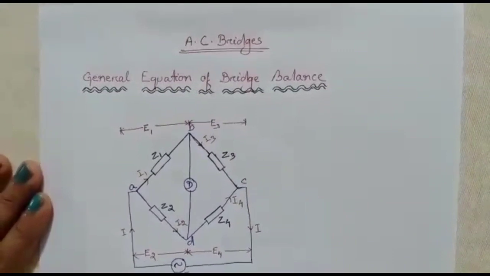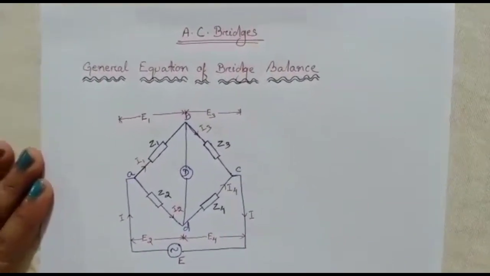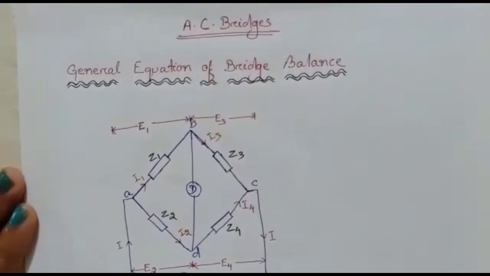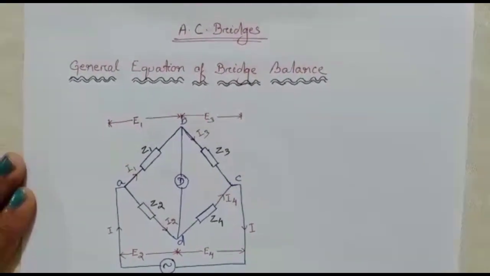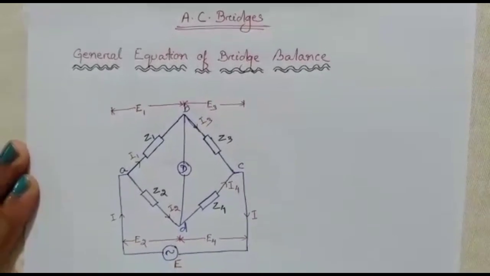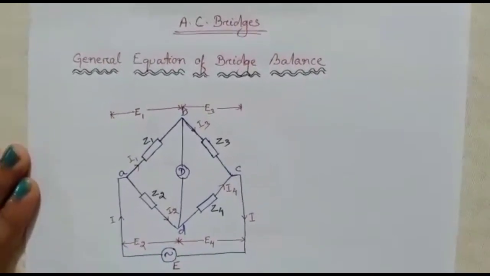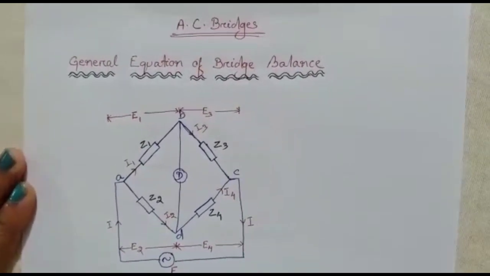Hello everybody. Today we will study about AC bridge. With this AC bridge we can measure the value of unknown inductance and unknown capacitance of a circuit. So first of all, we have to derive the general equation of this bridge for balance condition.